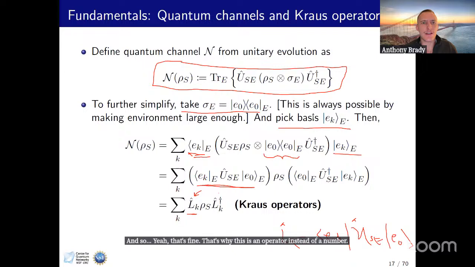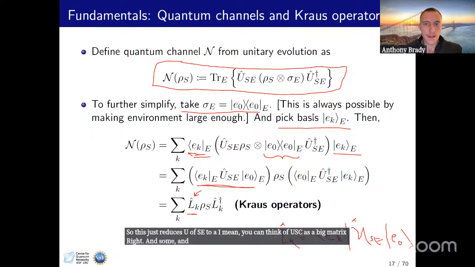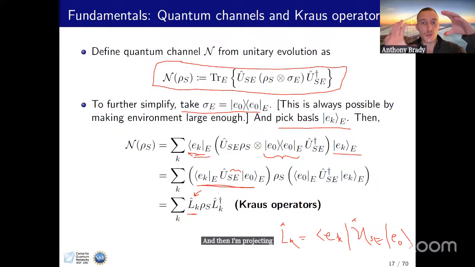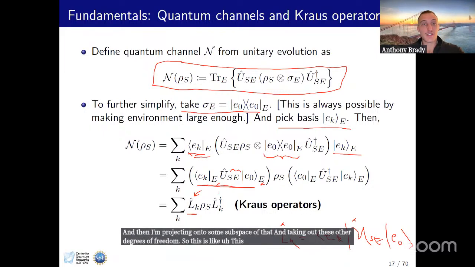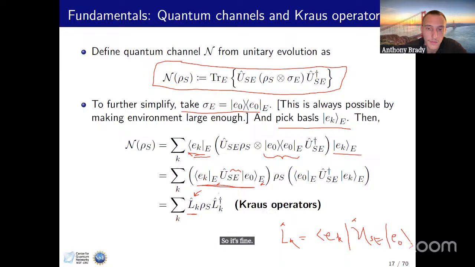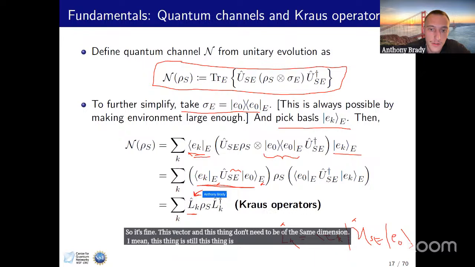You can think of U S E as a big matrix, whatever the dimension of the Hilbert space of S E is. Then I'm projecting onto some subspace of that and taking out these other degrees of freedom. So this guy is like some submatrix of U S E. It's fine that this vector and this thing don't need to be of the same dimension. This thing is still just some matrix itself. That's why it's not of the same dimension, and why this thing is not a number. It's an operator.